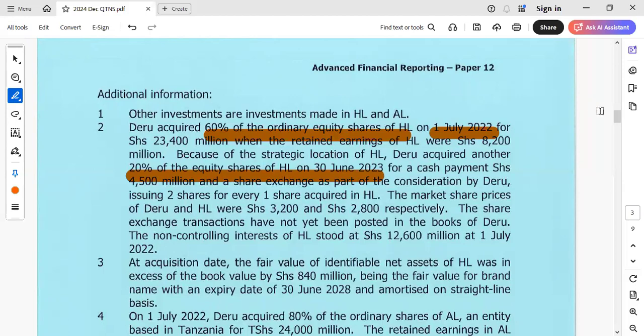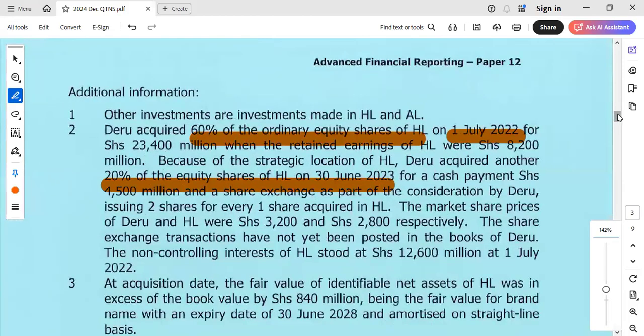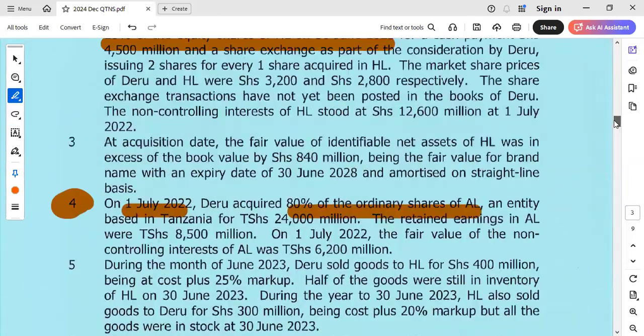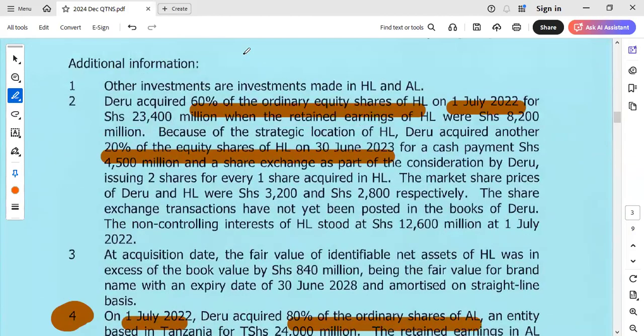Then when you look at another note, note number 4, they are telling us that on 1st July 2022, Deru acquired 80% of ordinary shares of AL, an entity based in Tanzania. Okay, so we have only that. We can have the group structure.